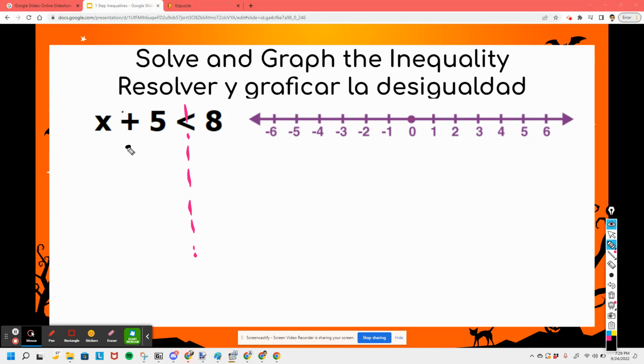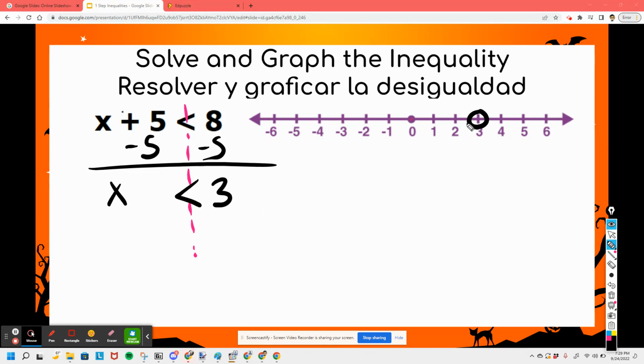All right, opposite of addition is subtraction. We're going to subtract 5 from both sides. We get x is less than 3. Open circle on 3, it is less than, so it is going to the left.